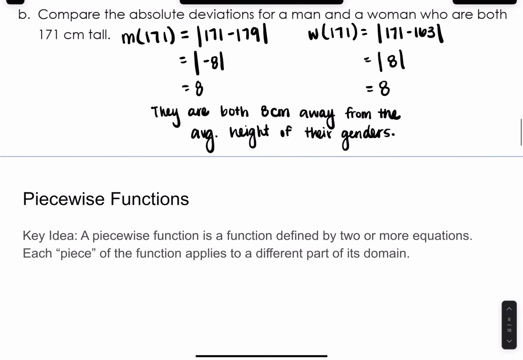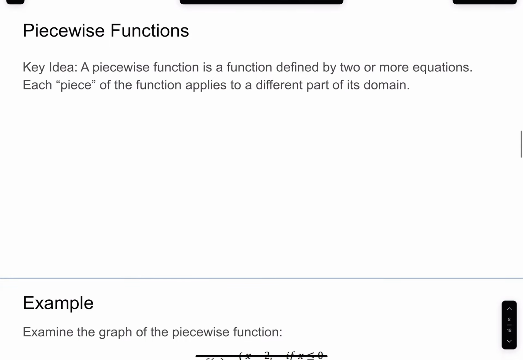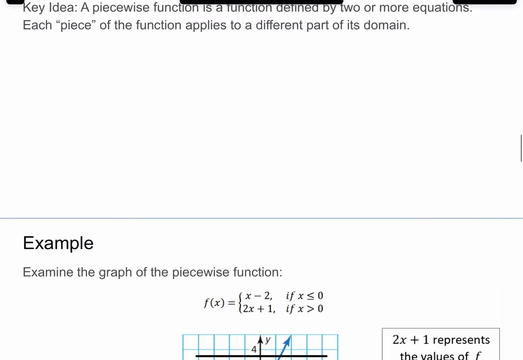1.7, we are talking about piecewise functions. Piecewise functions are exactly what they sound like. They are functions consisting of multiple pieces of other functions. So they're defined by two or more equations. Each piece applies to a different part of its domain. So when I say domain, I'm talking about the x values. So each piece has a different x value that it's assigned to, or set of x values.